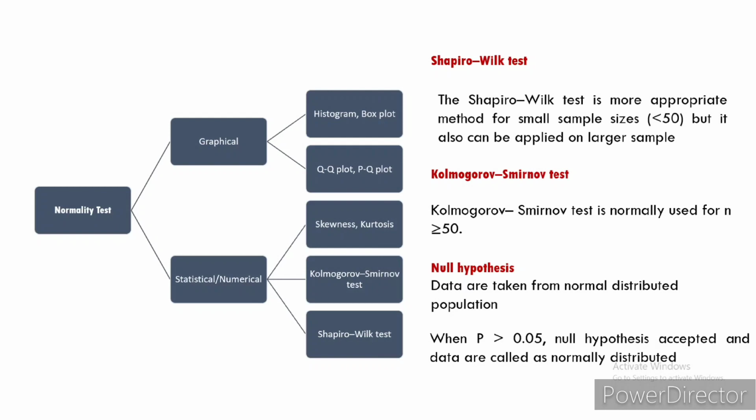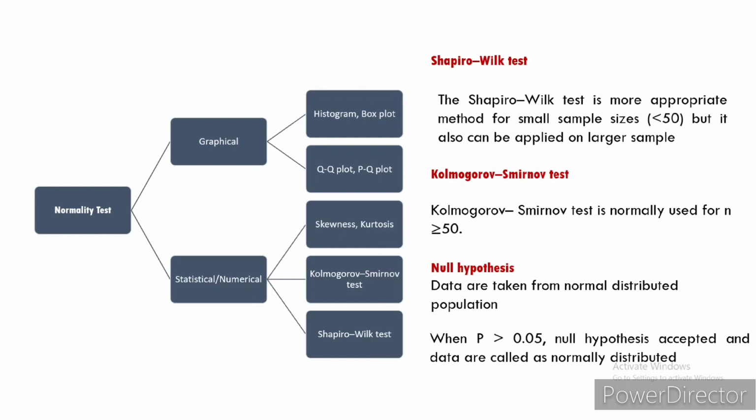Among all of these tests, the most commonly used and most effective are the Shapiro-Wilk test and the Kolmogorov-Smirnov test. So today in this video I will discuss these two tests in detail, and how to conduct them. The Shapiro-Wilk test is a more appropriate method for small sample sizes, when the sample size is less than 50, but it can also be applied on a larger sample size. And the Kolmogorov-Smirnov test is basically used when the sample size is more than 50.